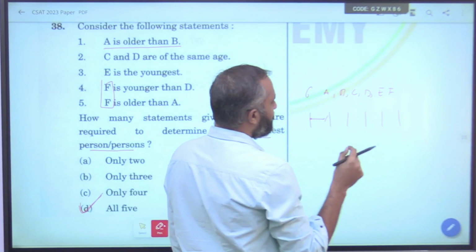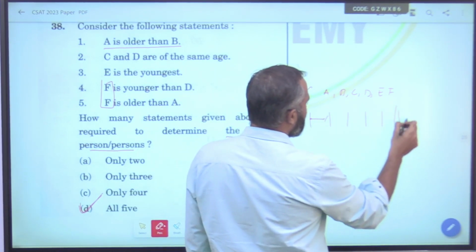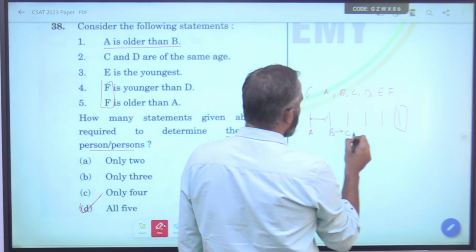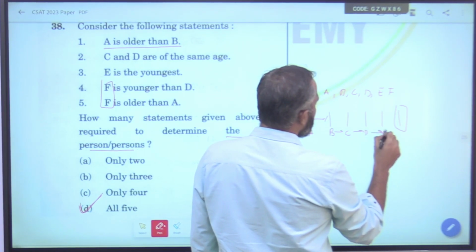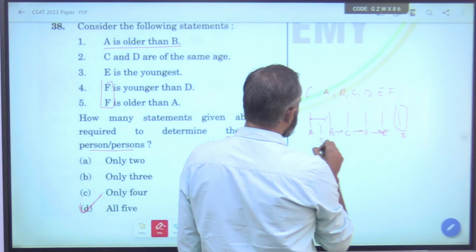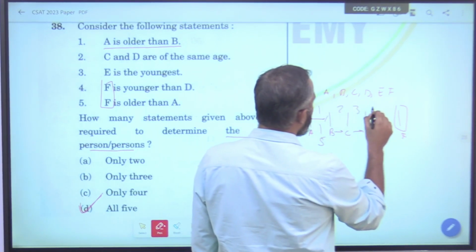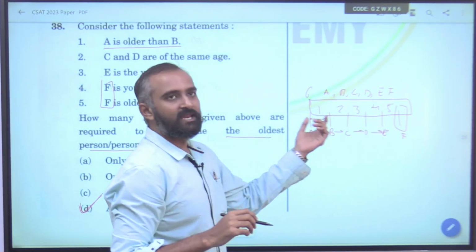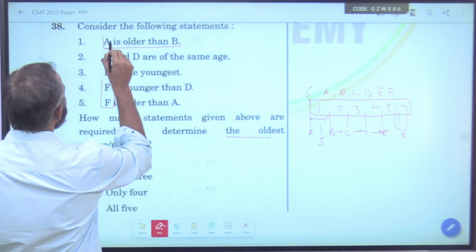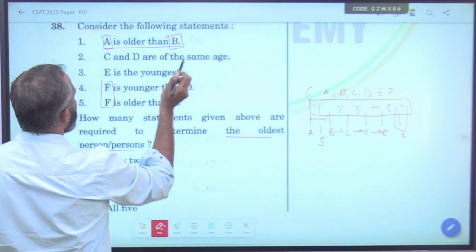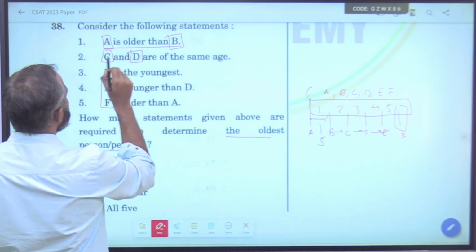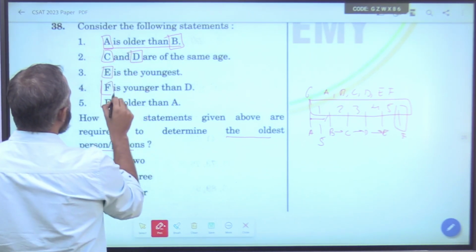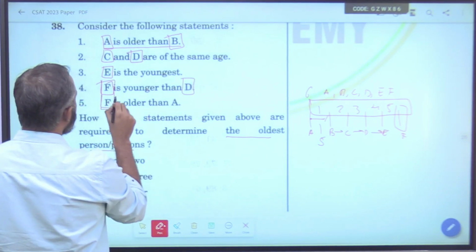So how many statements could justify a certainty? If you could place A in relation with B, B in relation with C, so 1 to 1. We need 5 statements. 1, 2, 3, 4 and 5. To know for certain when the statements are in relationship with one another. See, every statement here is a relationship with one another. It is telling what C is with respect to D. It is telling E with respect to all others. It is telling F with respect to D. Here it is telling F with respect to A.